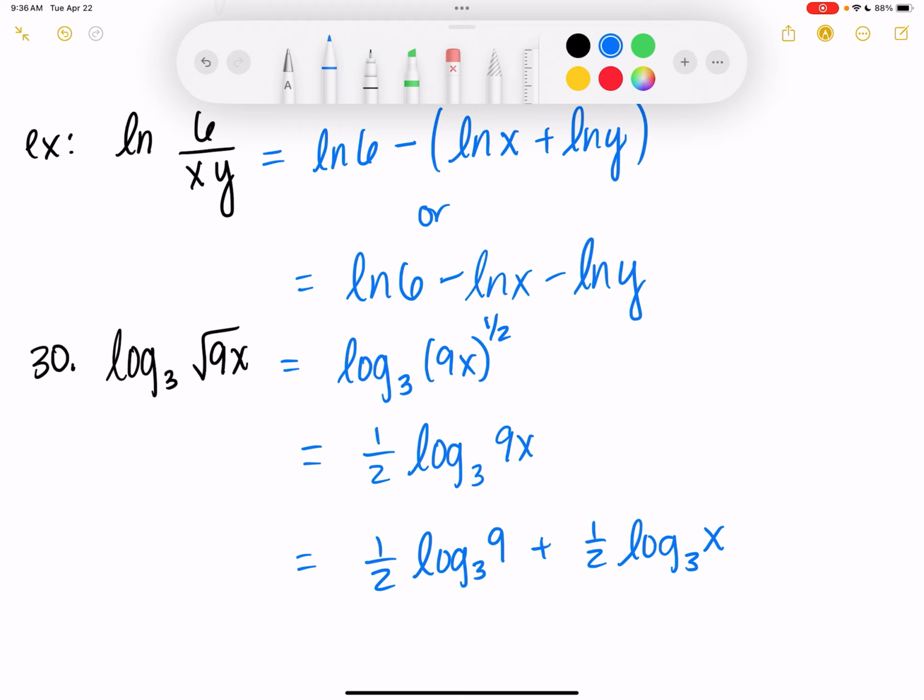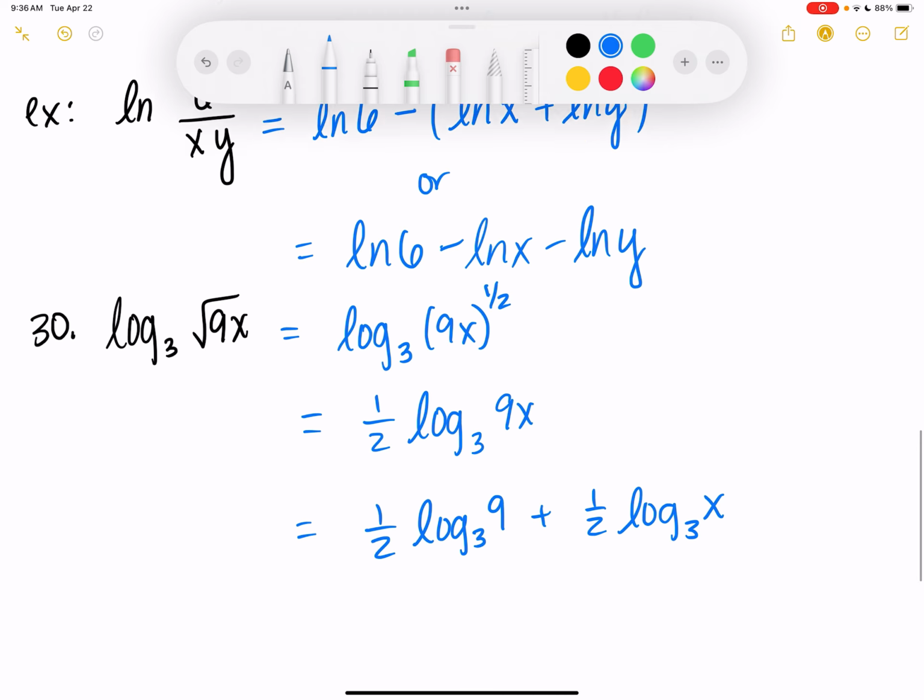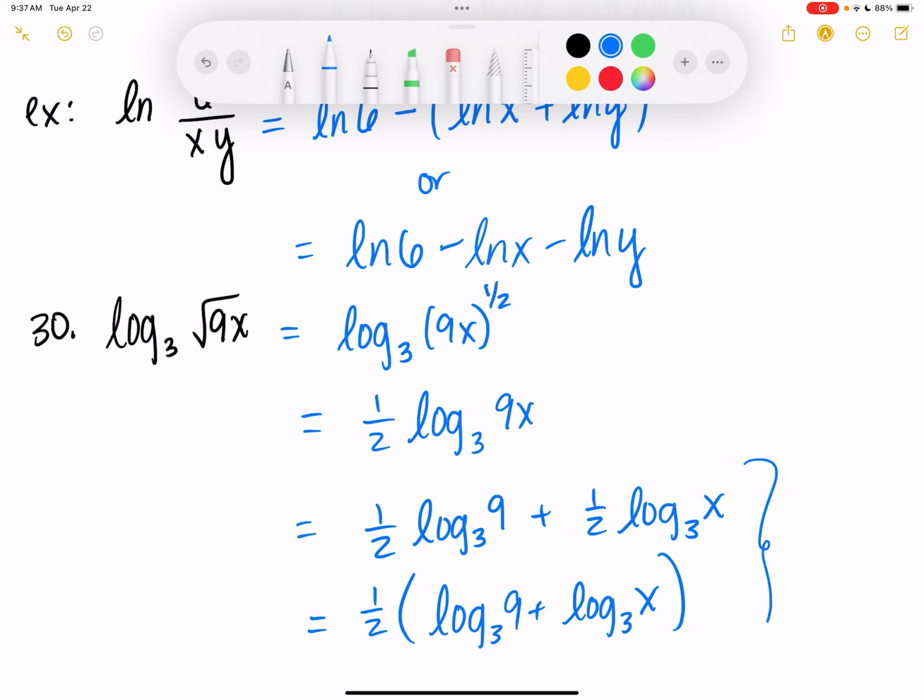Now, this is fine. The other way that they will write it, and what we could have done a little bit differently instead of writing it this way first, is 1/2 times log base 3 of 9 plus log base 3 of x. So they've factored out the 1/2. I would take it either way here. Either way that you would leave that would be totally fine.